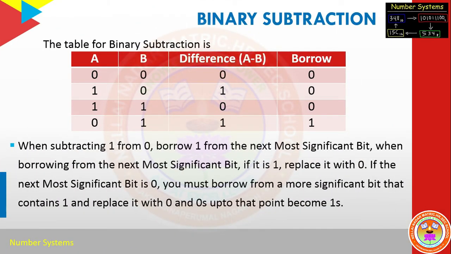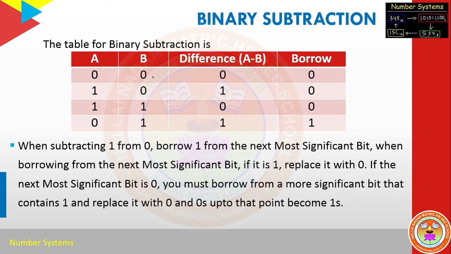It will be slightly different from binary addition. See here, same set of A and B inputs, and we are using the word difference. In binary addition, we are using what? Sum. And here we are going to do the subtraction calculation. So this is nothing but difference. So the formula is A minus B as usual.